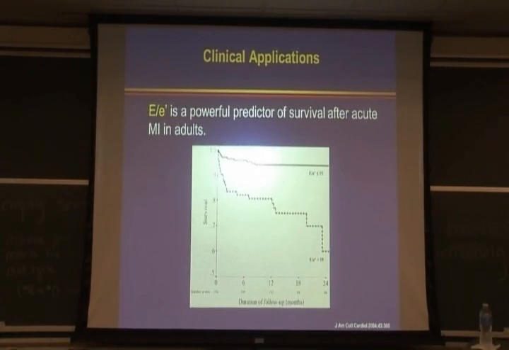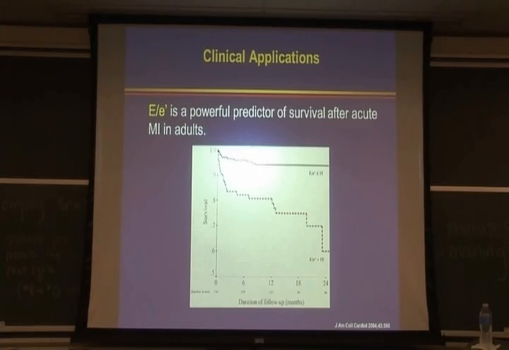Here is another study where they measured the ratio of the early diastolic blood flow through the mitral valve over the early diastolic myocardial velocity, the so-called E to E prime ratio. Those who had less than 15 were more towards the normal, versus those who had more than 15, which means their left ventricular diastolic pressure was high. Their survival was certainly much less over a period of 2 years compared to those who had low or near normal diastolic function. So E to E prime is a very powerful predictor of survival after acute myocardial infarction in the adult population, and that's seen across the board.